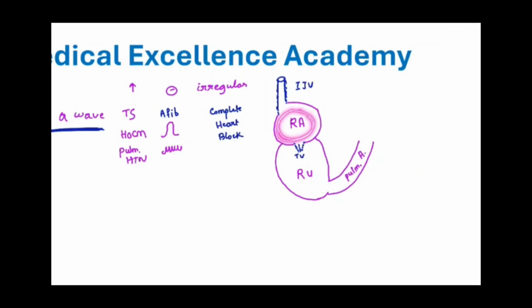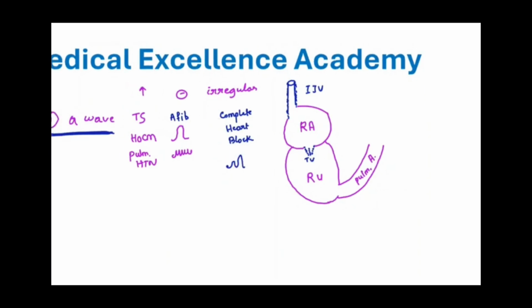So ideally, when atria contract, the tricuspid valve must open. But what happens? Atria is contracting simultaneously, and the ventricle is also contracting. So the atria will try to open the tricuspid valve, but ventricular contraction will push the tricuspid valve upward, meaning it will close the tricuspid valve. Meaning what? The atria might contract against a closed tricuspid valve, and that is why you see something known as intermittent giant cannon waves. So the giant A waves, cannon waves, are what is seen in complete heart block.